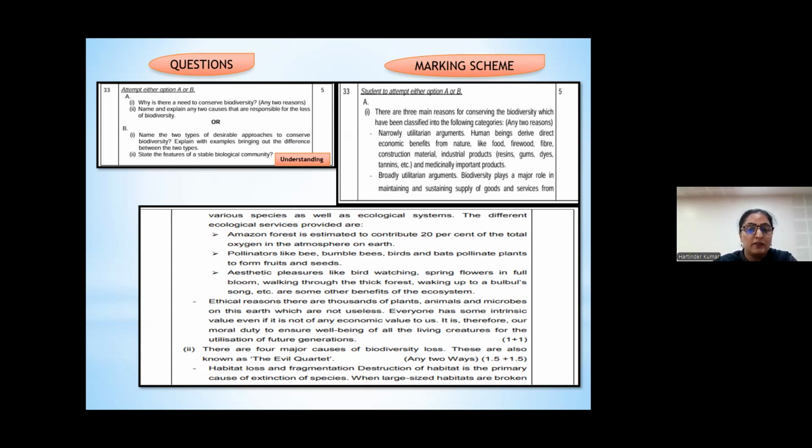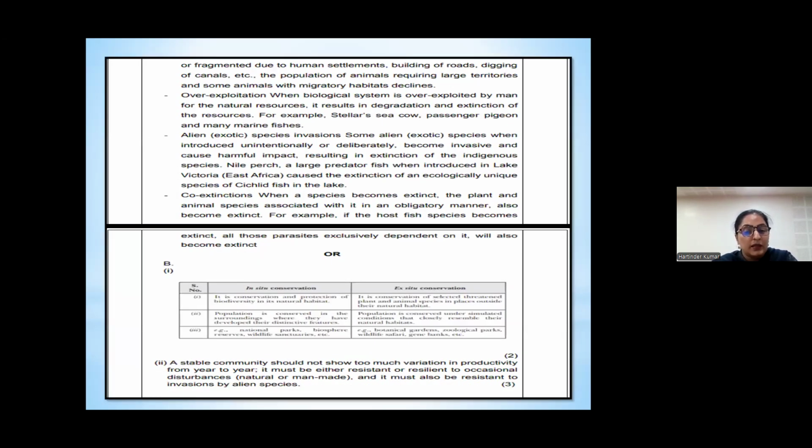The next choice they have given is, name the two types of desirable approaches to conserve biodiversity. Explain with examples, bringing out the differences between the two types. So again, very easily they can give this answer. State the features of a stable biological community. Here is the answer key. That is two conservations, in situ and ex situ. They know how to conserve species in botanical gardens, in museums, in national parks, in wildlife sanctuaries, and they know the difference about endemic species, the sacred groves, the pollen grain banks.